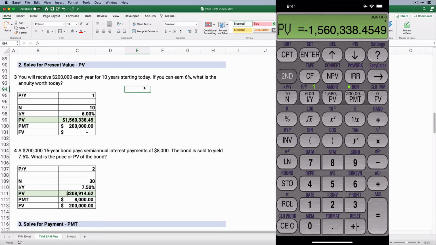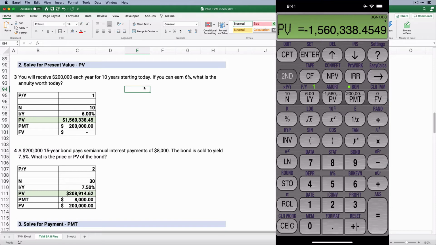$1,560,338. All right, so if we have a problem where payments happen at the beginning, we need to show that it's beginning. And you'll see at the very top it says BGN. It has a button on the app. It's lit up the little button, the green button that says BGN. So that's unusual to have beginning payments.